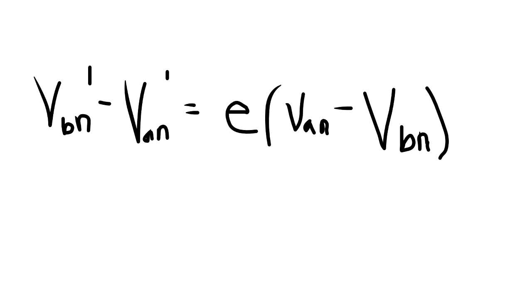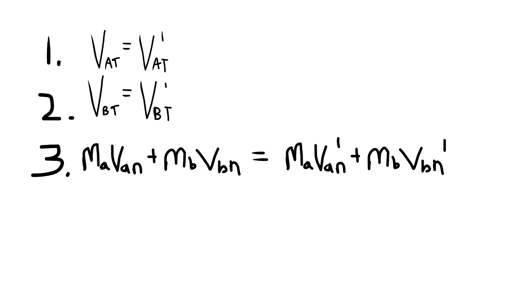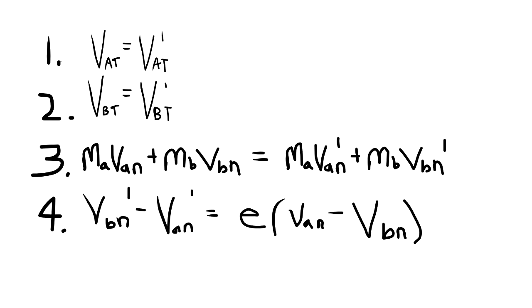We can obtain one more equation by applying the concepts of the coefficient of restitution developed earlier in the video. Along the n-axis, applying the coefficient of restitution concept yields the equation VBN prime minus VAN prime is equal to E times VAN minus VBN. We now have four equations that can be solved for the components of the velocities of A and B after the impact. Once you know these components, you can assemble the final velocity vectors using trig.